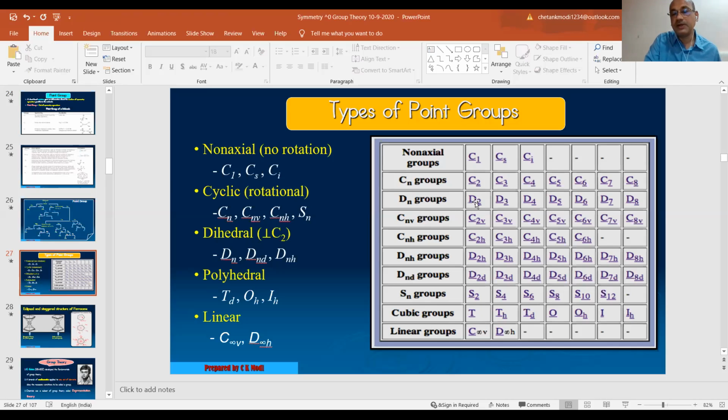The Dn point group means it would consist of a principal axis along with subsidiary rotation axes. That means they come under this category: D2, D3, D4, D5, D6, like that.